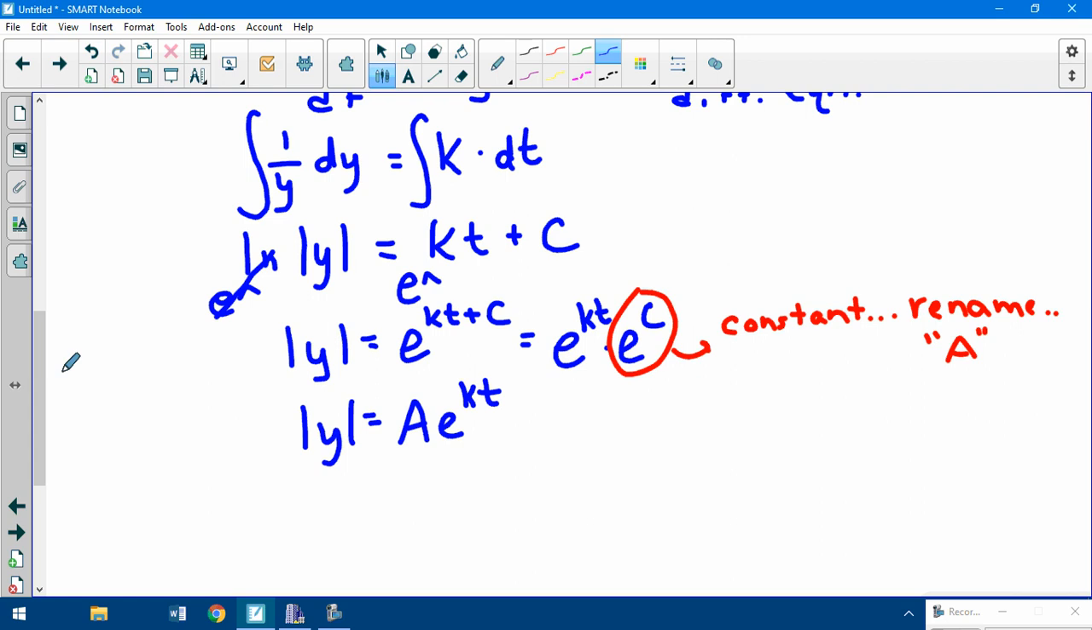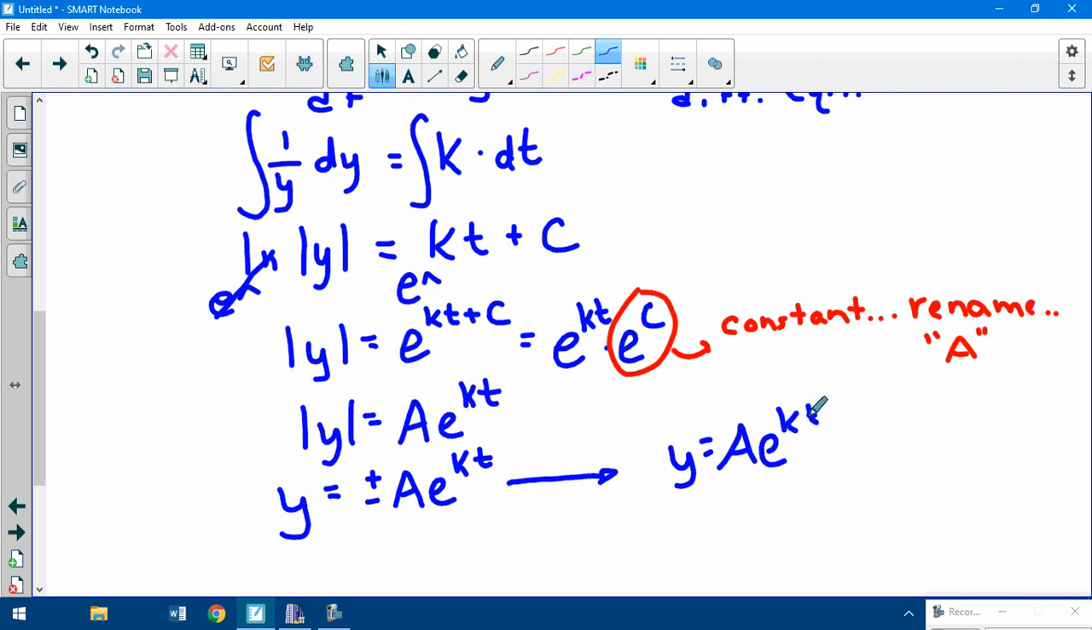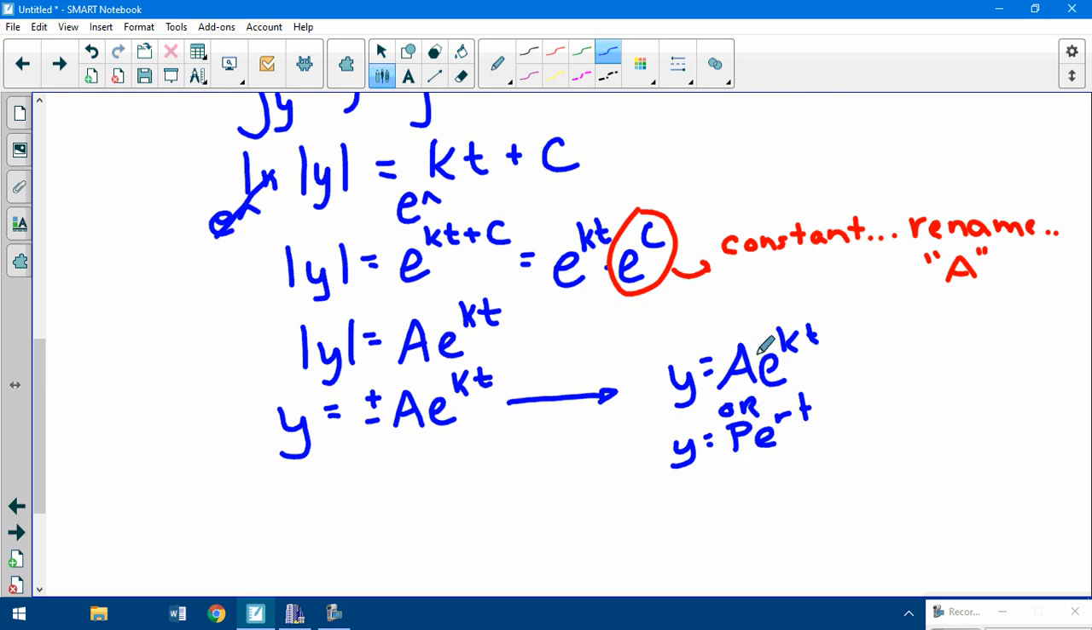Okay, absolute value, well, all that means is that this piece could either be positive or negative. So if I ditch that absolute value, I'd have plus or minus a e to the kt. And there's your friendly formula that we've seen many times before. y equals a e to the kt, or some of you might think of it as y equals P e to the rt, PERT, just with different variables. Or if you remember from pre-calc, the one we used for population a lot, N equals N sub 0 e to the kt. All of those are the same deal.